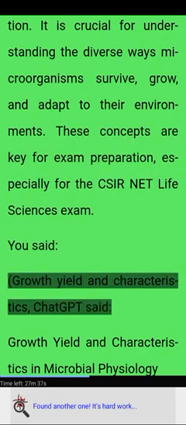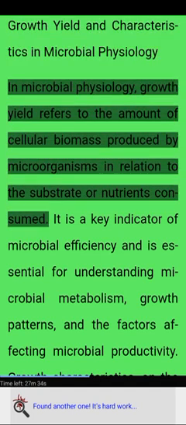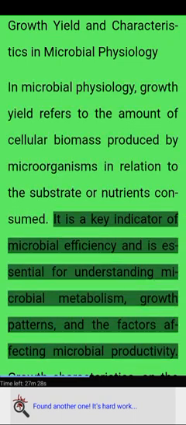Growth yield and characteristics. Growth yield and characteristics in microbial physiology. In microbial physiology, growth yield refers to the amount of cellular biomass produced by microorganisms in relation to the substrate or nutrients consumed. It is a key indicator of microbial efficiency and is essential for understanding microbial metabolism, growth patterns, and the factors affecting microbial productivity.